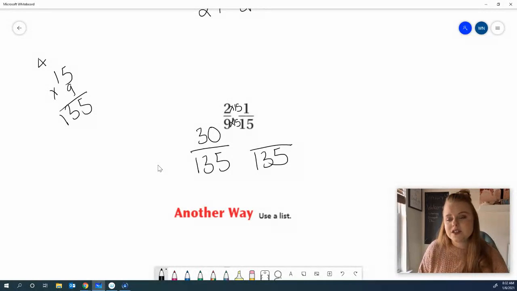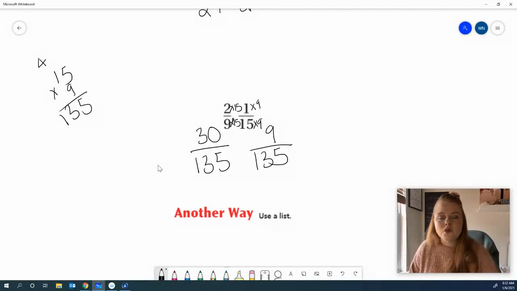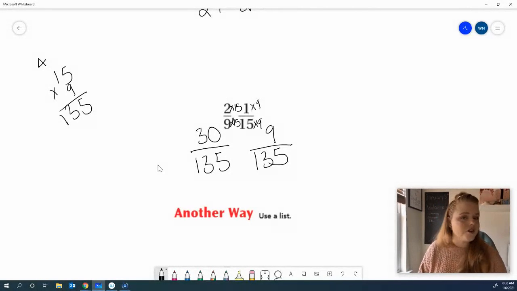Now let's do the other side. I multiplied the 15 times 9 to get me to 135. And if I multiply the denominator by it, you have to multiply the numerator by the exact same number. So I'm going to multiply my numerator by 9. 9 over 135. So same as before. I couldn't say 2/9 minus 1/15, but I could say 30 over 135 minus 9 over 135. That's how I find common denominators.